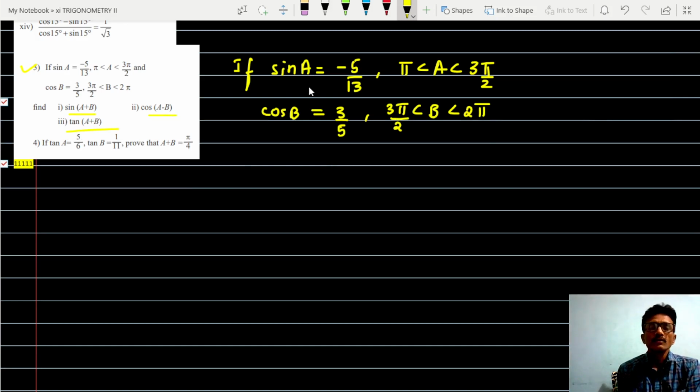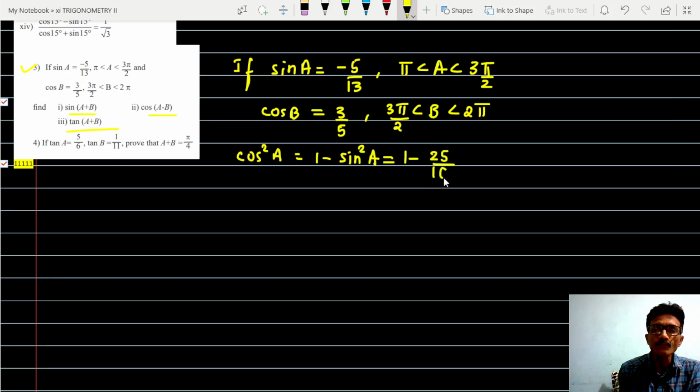As sine is known, we will find cos. So cos square A is equal to 1 minus sine square A, which is equal to 1 minus 25 upon 169. And 169 minus 25 is 144, divided by 169. So cos square A is equal to 144 divided by 169.